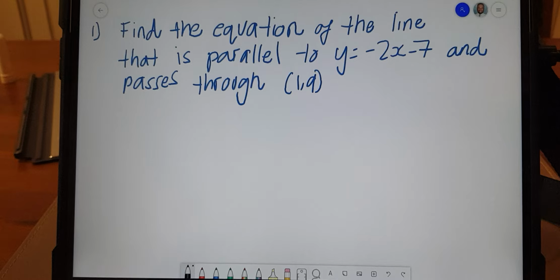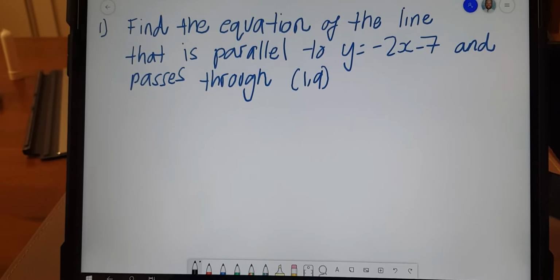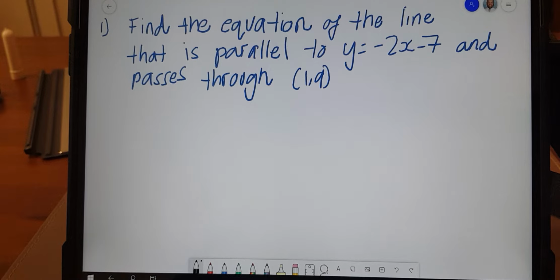Hi guys, in this episode of the series, we're going to do some questions involving parallel and perpendicular lines in relevance to y = mx + c, which is the equation of a straight line. Before I go any further into answering this question, I wanted us to do a brief theory on what parallel and perpendicular lines are.